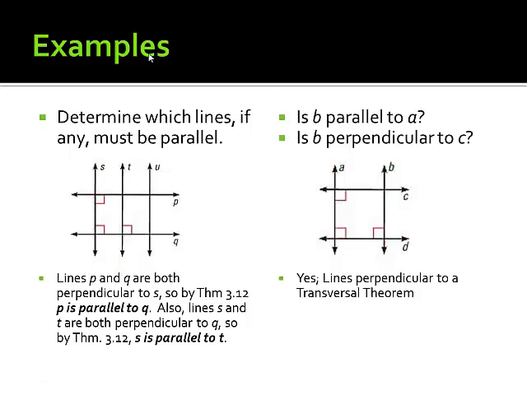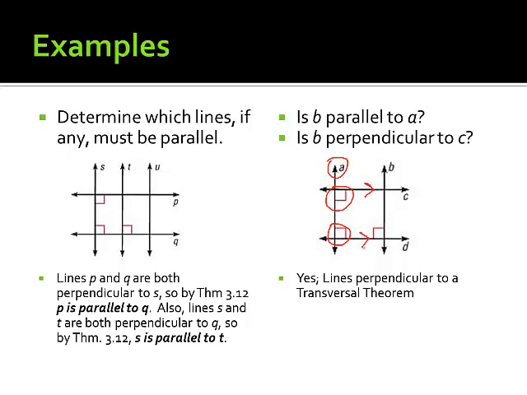Okay, let's do the next one. Is B perpendicular to C? And this one's actually a little harder to do. First of all, I noticed in this diagram that these two angles, we have C and D are both perpendicular to line A. That automatically means that C and D are parallel.